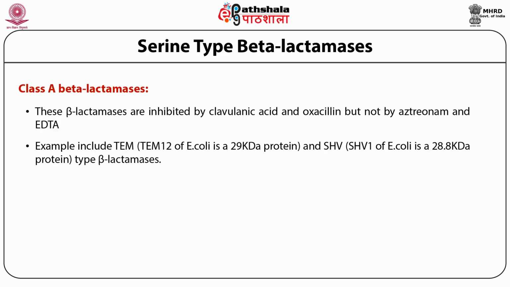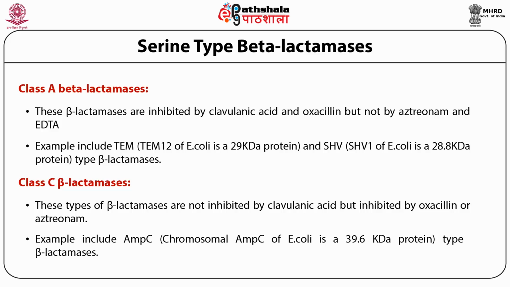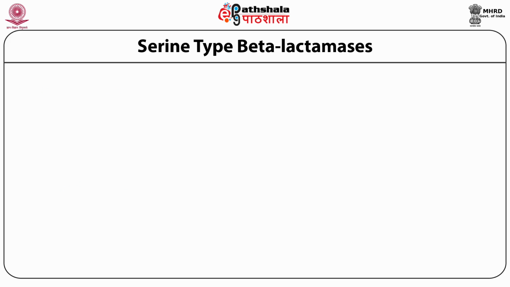The second group of serine type beta-lactamases are class C beta-lactamases. This type of beta-lactamase is not inhibited by clavulanic acid. If you remember, class A is inhibited by clavulanic acid. So, class C beta-lactamases are not inhibited by clavulanic acid, but are inhibited by oxacillin and aztreonam. If you remember, class A is not inhibited by aztreonam. An example of class C beta-lactamases is the chromosomal AmpC of E. coli. The third group of serine type beta-lactamases are class D beta-lactamases.